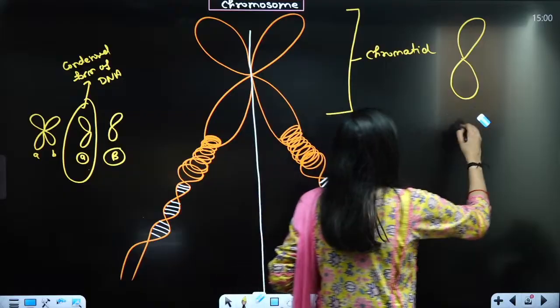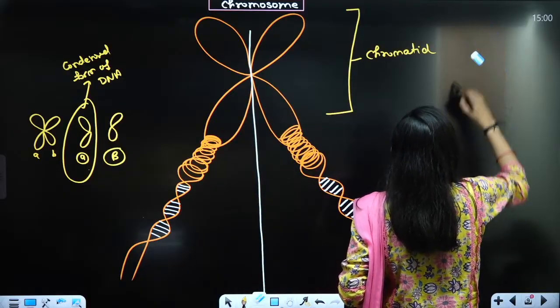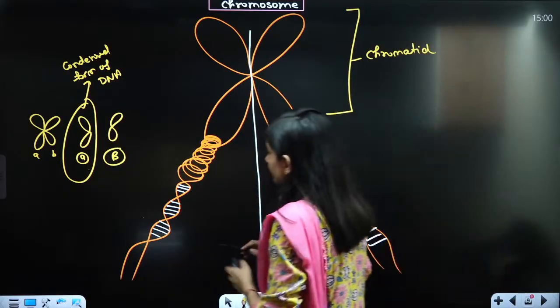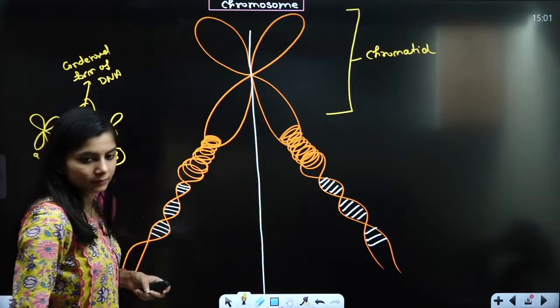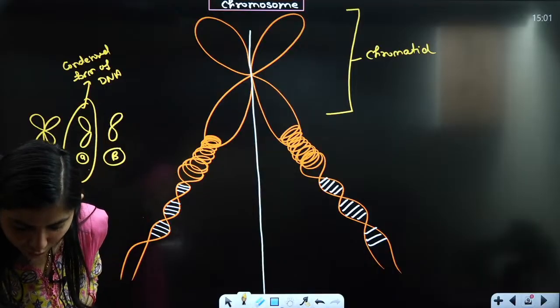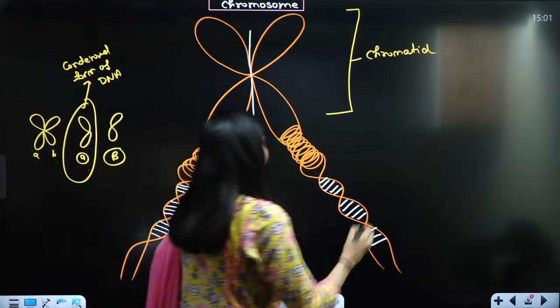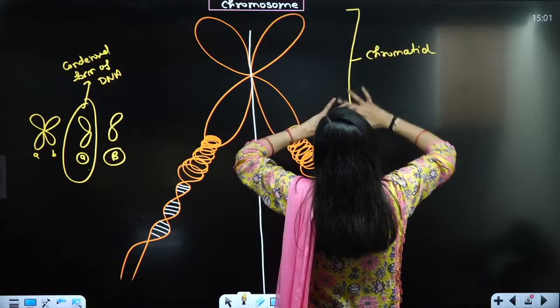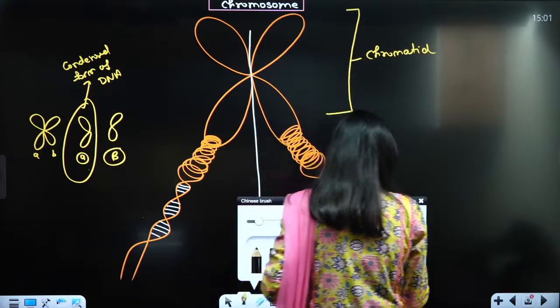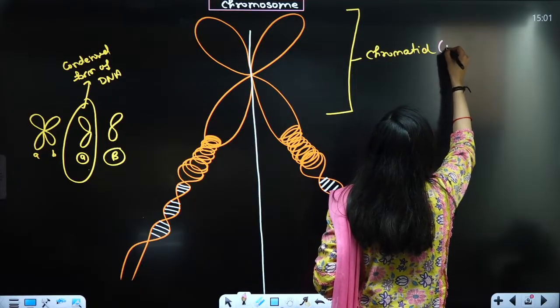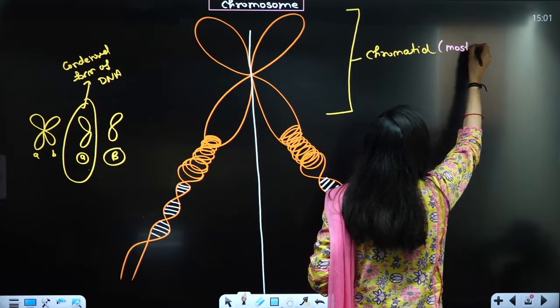So one pair of chromosome is having, I'm waiting for your answer. It's having 4. Very good. Now, try to understand. This chromatid is nothing but it is the most condensed DNA.